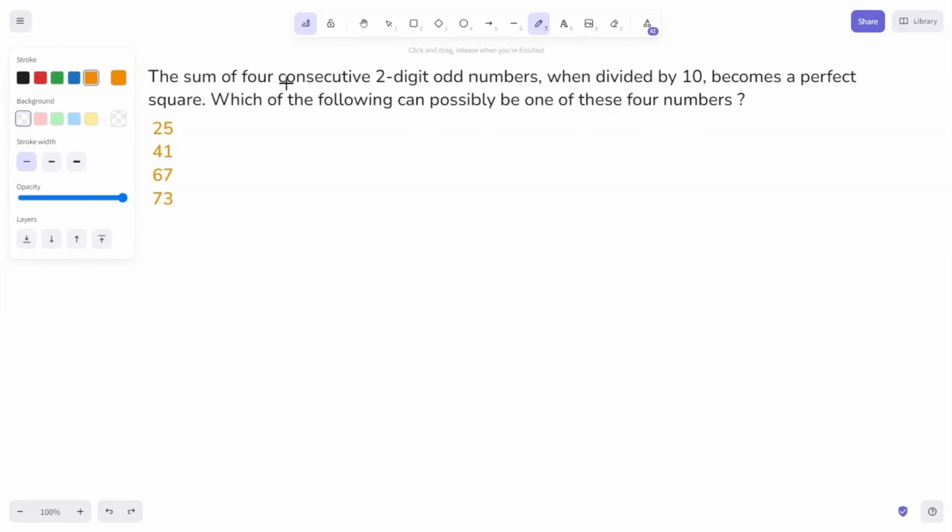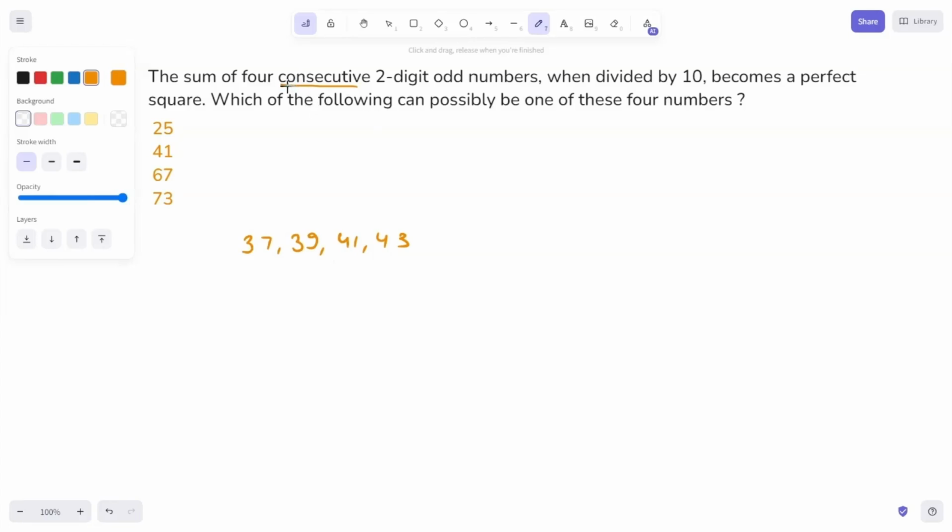Firstly, let's discuss what consecutive means. Consecutive is nothing but one after another. Let's suppose 1, 2, 3, 4: these are all consecutive. 30, 31, 32, 33: these are also consecutive. Now, let's talk about what the question is saying. It is saying consecutive but 2-digit odd numbers. So we can say 37, 39, 41 and 43.